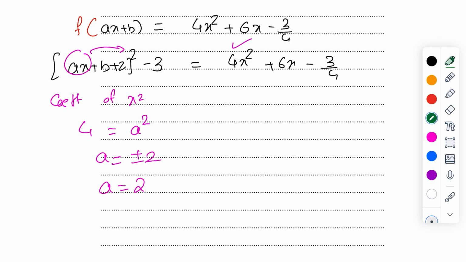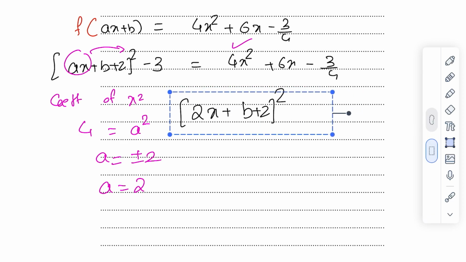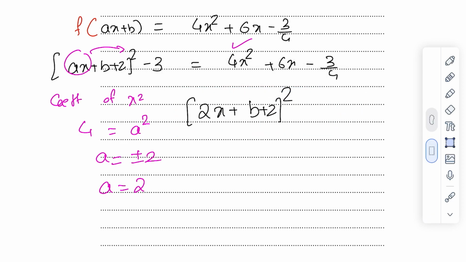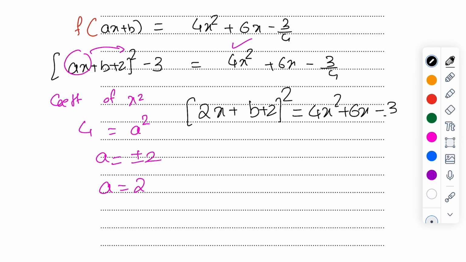Now once I get the value of a, what am I going to do? I'm going to plug that in. It becomes 2x plus b plus 2 whole square, which should equal 4x square plus 6x minus 3 upon 4. Now this is in the form of a plus b whole square. The 2ab term will have the x. So what's the 2ab term? 2 times 2x times b plus 2. That only will have x, and the x term from over here is 6x.